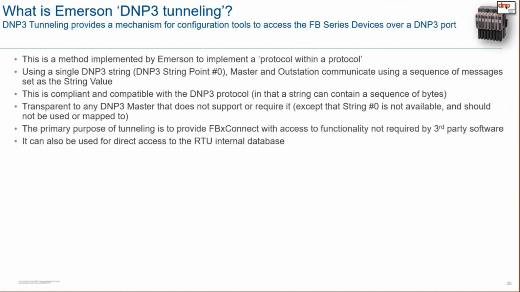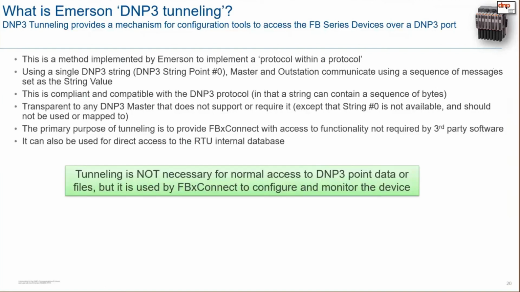The primary purpose of this tunneling, as I mentioned, is to provide FBX Connect with access to a functionality that isn't going to be required by third-party software. In fact, we might not want to provide that functionality to third parties, because it can also be used for direct access to the RTU's internal database.